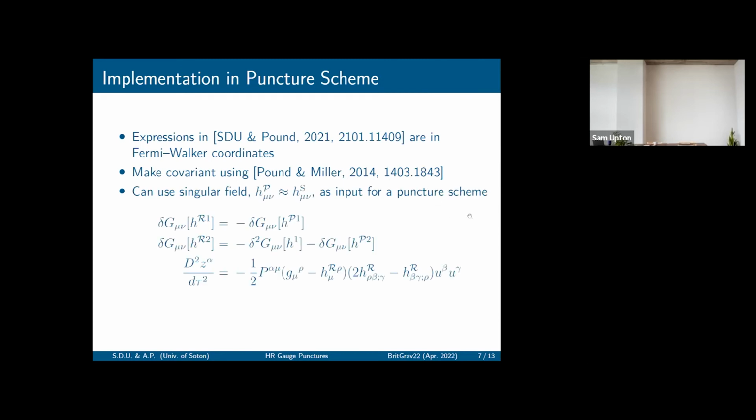And then to implement in a puncture scheme, we truncate the singular field at some order in R, and then we use this local approximation as input into the Einstein field equations to solve for the residual field. This is this curly R here. Now, if we've gone to a high enough order in distance for the puncture field, then this residual field will be exactly the same as the regular field. So we can solve for the motion of the particle and the space-time that the small object sees. So you have to solve this system of coupled equations.